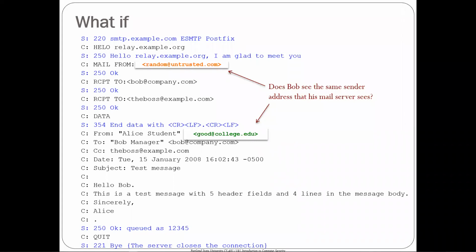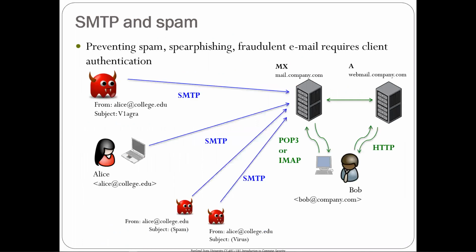And as a result of this lack of source integrity, this is where you get spam, spear phishing, fraudulent email. All of this stuff happens because we don't authenticate the client account, right? SMTP doesn't have any way of validating when you say you're alice@college.edu. It has no idea. It can't validate that at all. And so you could have people on the internet pretending to be your account, sending all sorts of stuff to a victim at company.com. And then Bob is going to get all of these messages, and it basically looks like Alice at college.edu.